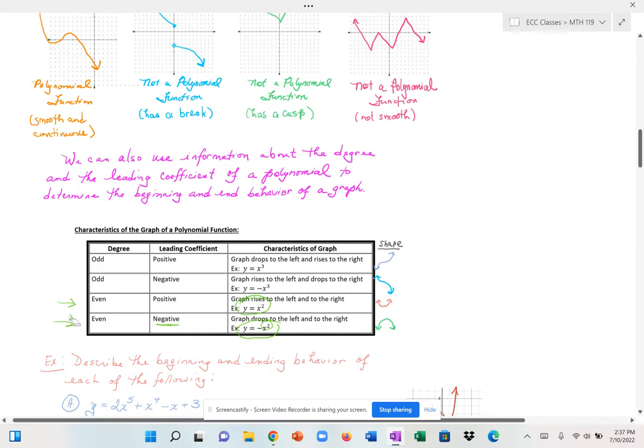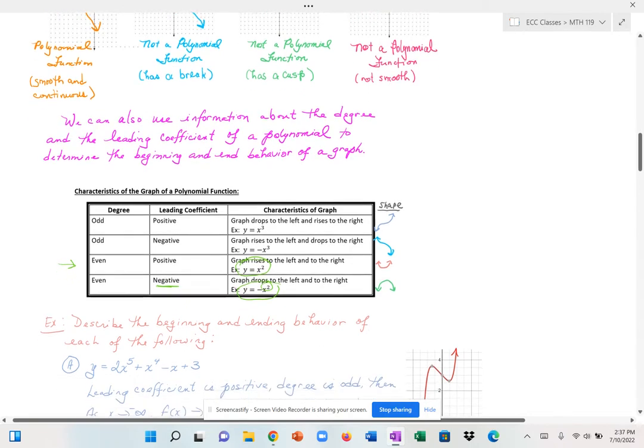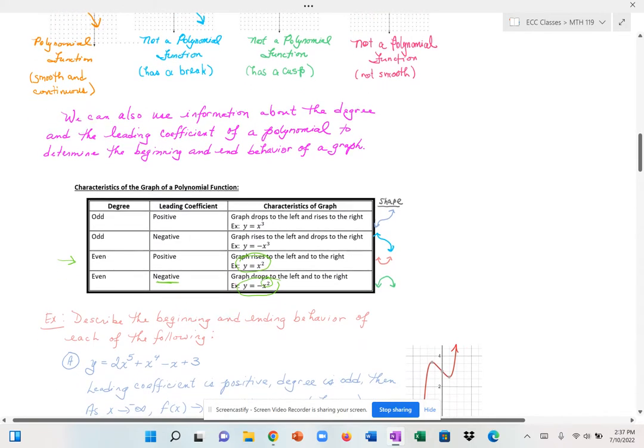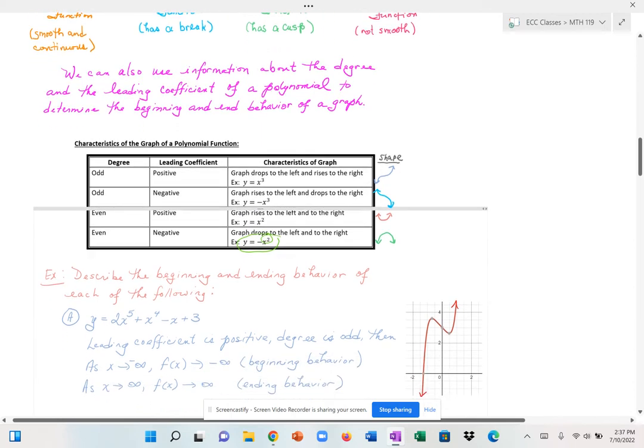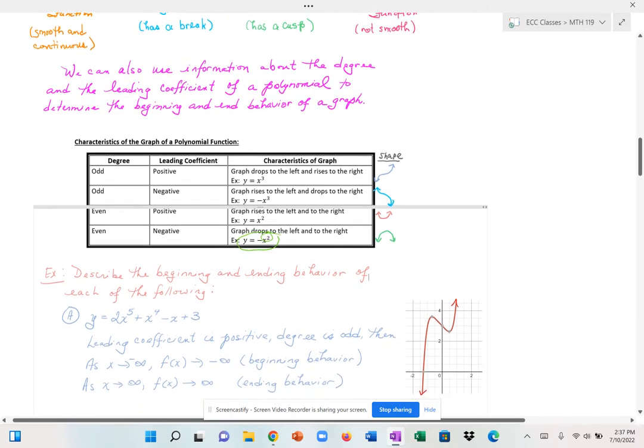Okay, so we're going to use the information in that chart to describe the beginning and ending behavior of the following. I have 2x to the fifth plus x to the fourth minus x plus 3. So without graphing it, although I did provide the graph for you so that you can see, I'm going to refer back to this table. This has a leading coefficient that is positive and a degree that is odd. So that is this right here.